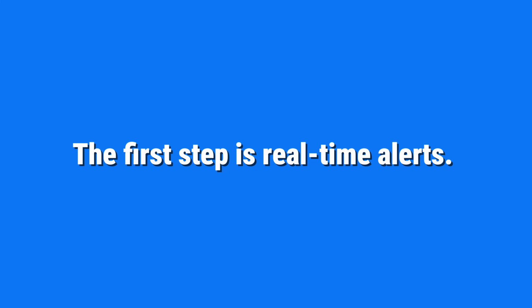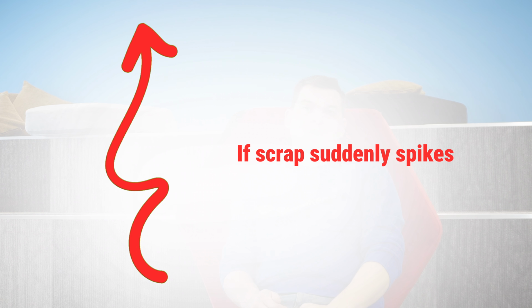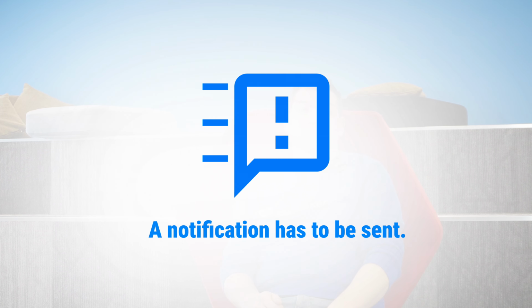Collecting data means nothing if it doesn't lead to action. The first step is to get real-time alerts. If scrap suddenly spikes on one machine, the right people must be notified immediately, not at the end of the shift or even on the next day.